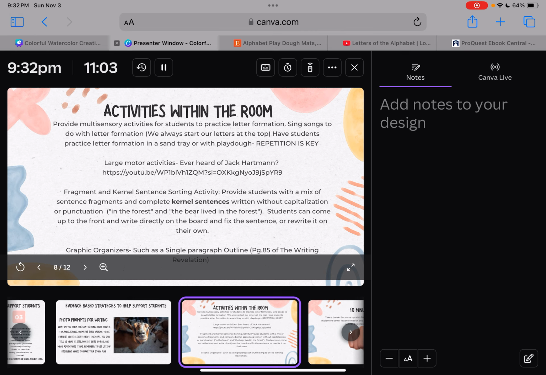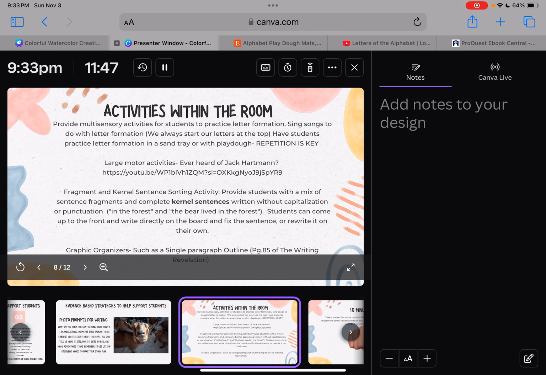Okay, but then what about your older kids? What are you going to do for those older students? So fragment and kernel sentence sorting activities are really, really fun to do with older kids. You're going to provide them with a sentence fragment or the kernel sentence, and you're not going to capitalize anything. You're just going to leave it. And the students can then say, well, in the forest is a sentence fragment. It's not a complete sentence. So then you could say, well, make it a complete sentence. What can I add to it? Oh, let's add an animal. The bear lived in a forest, okay? So then we're going to display that on the board. And then you can call the students up to write directly on the board and fix the sentence, or rewrite it on their own at their seats.